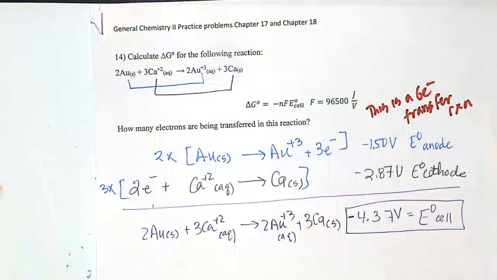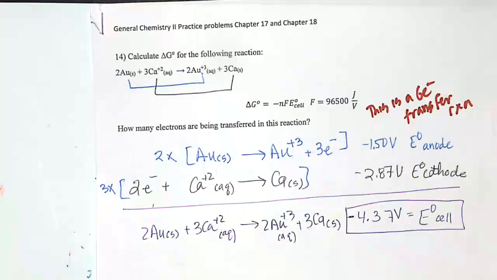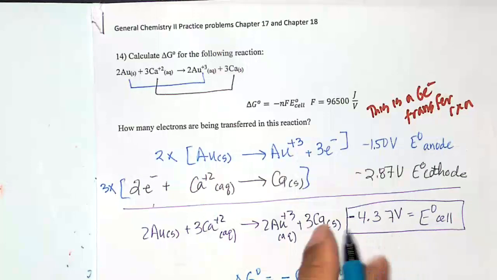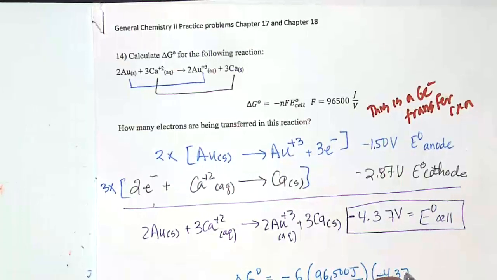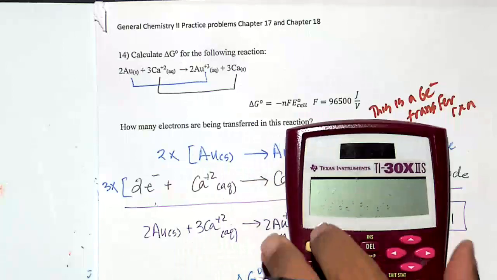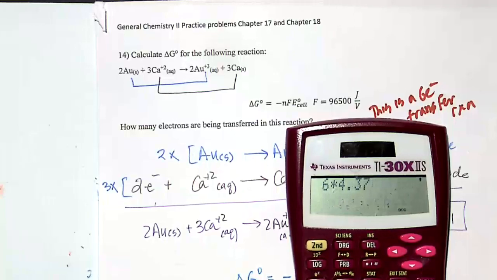All right, it's asking for delta G, and we can solve it for this. Okay, F is the Faraday constant, which is something I will give you. And we'll just plug and chug it, and we should be done. Okay, minus n. What is n here? 6. F is the Faraday constant. E cell, we just calculated E cell as minus 4.37 volts. Volts cancel. And what is this on our calculator? Minus 6 times minus 4.37. 24 something.